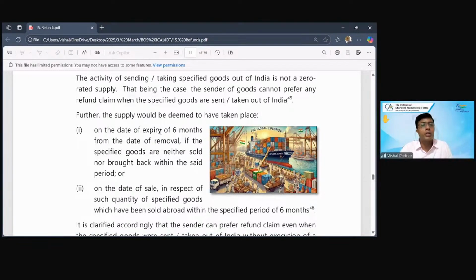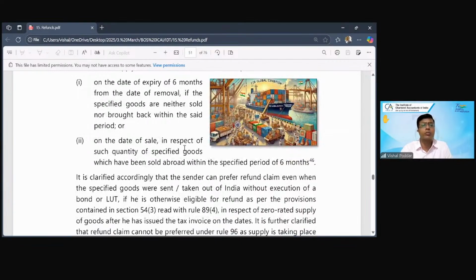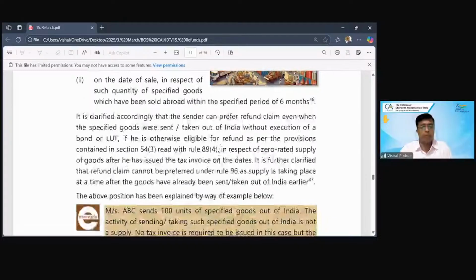One, on the date of expiry of 6 months from the date of invoice, if the specified goods are neither sold nor brought back. So either in the exhibition you have to prove that you have sold the goods, fine. If not, you have to bring it back to India within 6 months. If not brought back, we will deem it to be sale. Second, on the date of sale in respect of such quantity of specified goods which have been sold abroad. So this is obvious, where you yourself are claiming that you have sold it, the department will consider this as a sale.